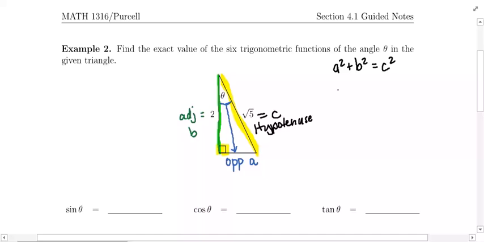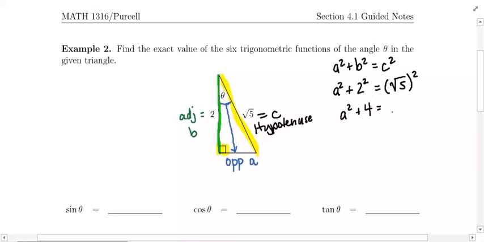A is the opposite side. We're missing that, so we're going to leave it as A squared, plus B is the adjacent side, as we have it labeled. So that's going to be plus 2 squared. That's going to equal the hypotenuse squared. C is the square root of 5, and you need to square that value. So let's simplify. We get A squared plus 4 is equal to the square root of 5 squared.